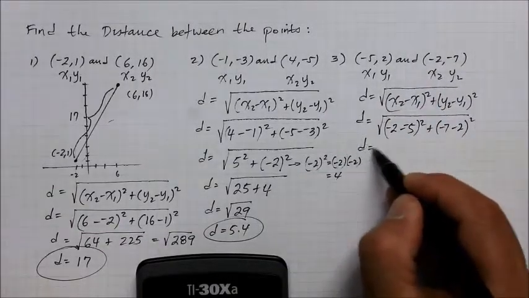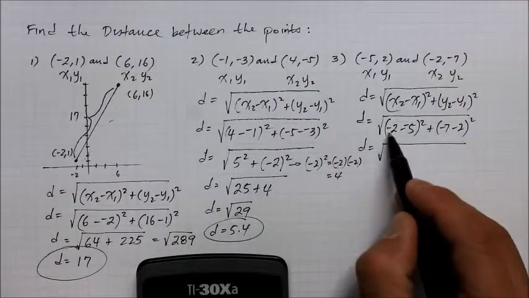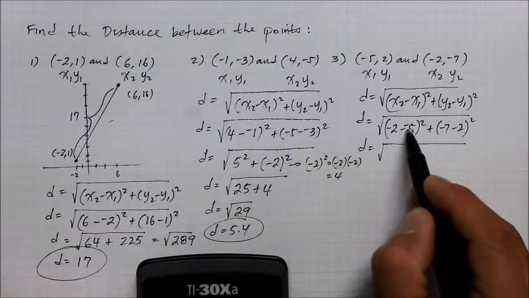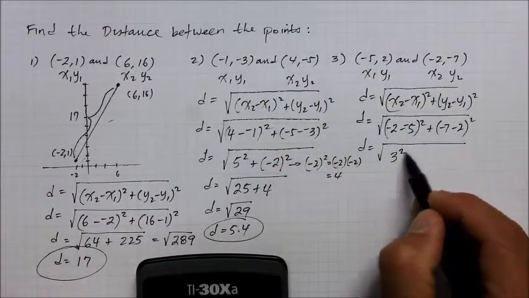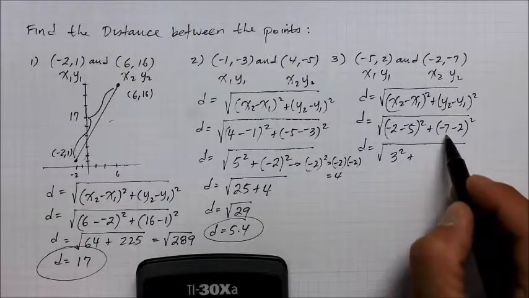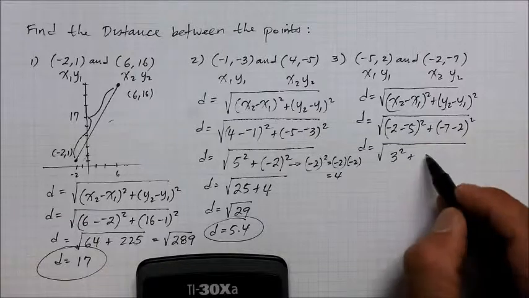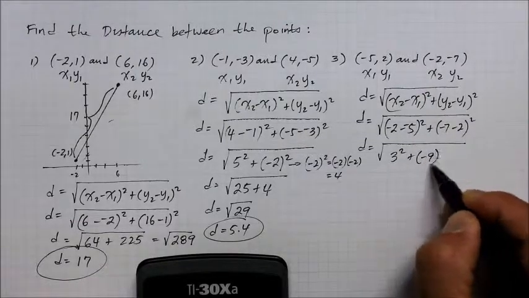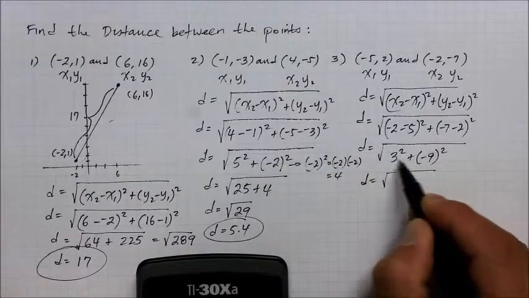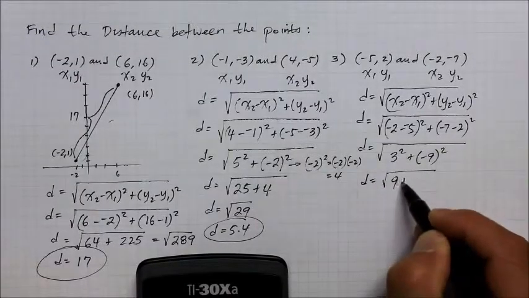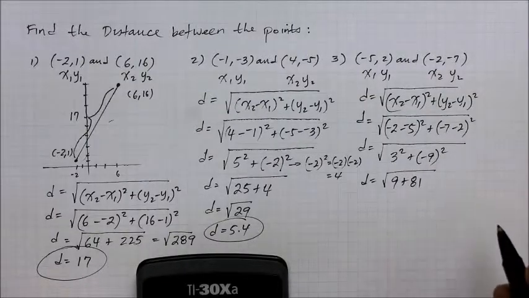Okay, now we have to be very careful. We're combining some negative numbers over here. So in this case, negative 2 minus negative 5. That's like saying negative 2 plus 5, which is 3 squared. Plus, now this is like saying take out $7 from the bank, take out 2 more bucks. I took out a total of negative $9. And we're going to square that. So d is equal to 3 squared is 9. Negative 9 times another negative 9 is positive 81.